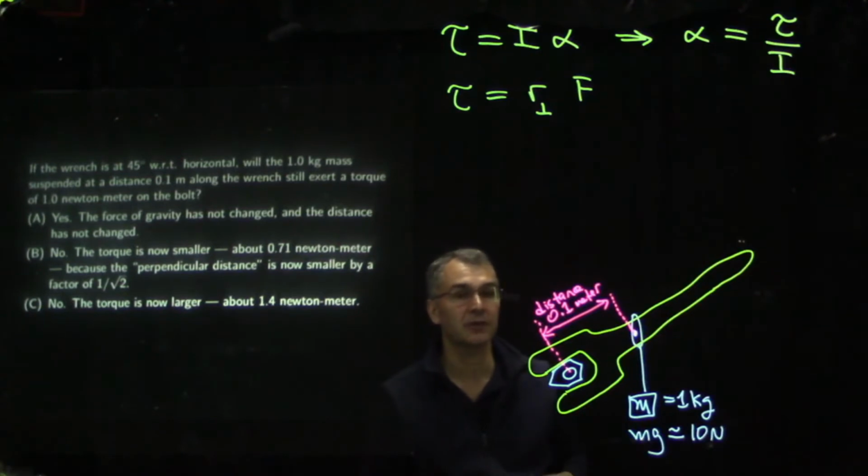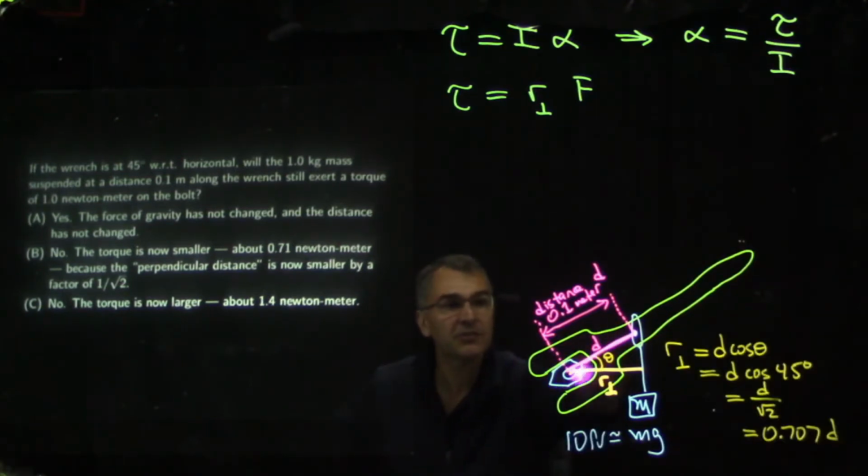Let's see how much smaller. So in this case, my distance d was 0.1 meter, and my force, mg, the tension in the string, which in this case is just mg, is 10 newtons. But I don't want the whole distance. Our r perp here, the perpendicular distance from the axis of rotation to the line of action of the force, is just the horizontal part of this displacement. It's not the entire displacement. Since I have a vertical force, I want the horizontal displacement.